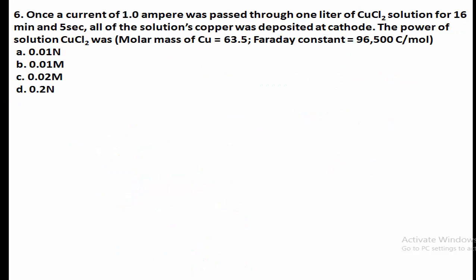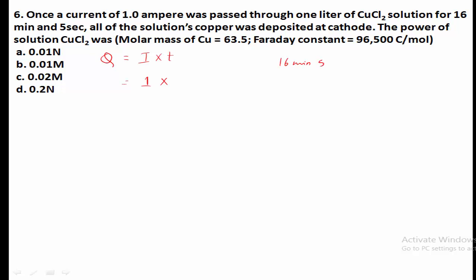Then the sixth one: a current of 1 ampere was passed through 1 liter of CuCl2 solution for 16 minutes 5 seconds. All of the solution's copper was deposited at the cathode. The power of the solution CuCl2 was... so you need to calculate the concentration of this CuCl2. So first, write down, here you need to find the charge. How will you find the charge? Q is equal to I into T. So I is the current passed, 1, into time, 16 minutes 5 seconds.